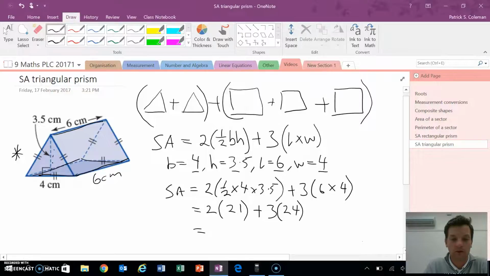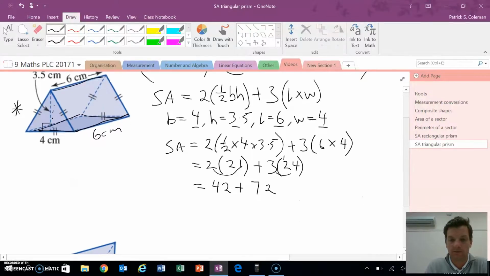So 2 times 21, if we're working through, we go 2 times 1, which is 2, and 2 2s are 4, so that's 42. And then 3 times 24 is 72. 2 plus 2 is 4, and 7 and 4 is 11. So 114 centimeters squared.